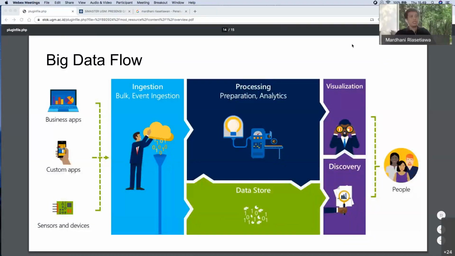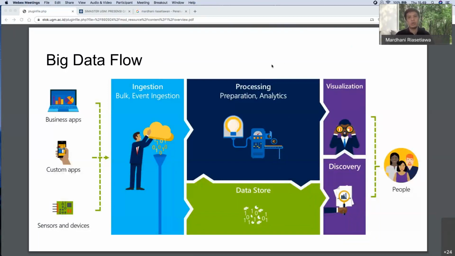Okay, the next section is we will discuss the big data flow. Yeah, so this is actually still a general flow. I will discuss more detail later, maybe in the third week. Yeah, but we need to know about it.